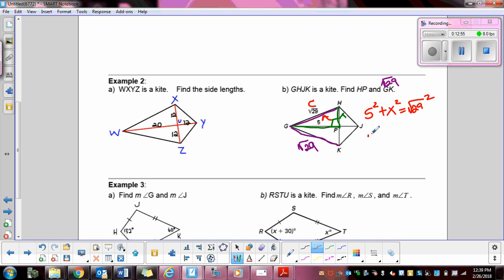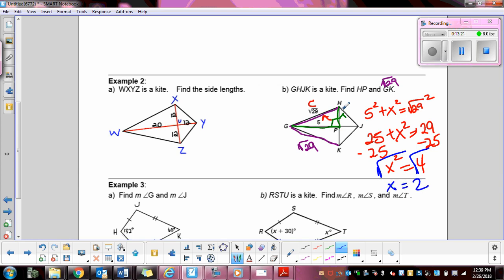So 5 squared is 25 plus x squared equals the square root of something squared. They cancel each other out. We just get 29. If you subtract 25, I'll just write it out for you. Minus 25. So we have x squared equals 4. And then when we take the square root of it, some of you guys left it as x squared equals 4, something like that on your test. Remember, you've got to take the square root of each side and get x equals 2. So right here, p to h is 2. Or h to p is 2.